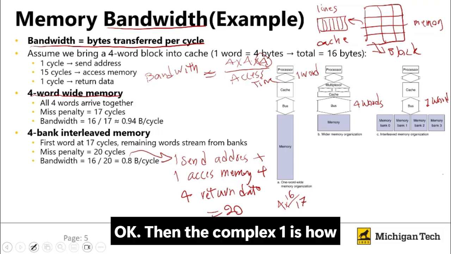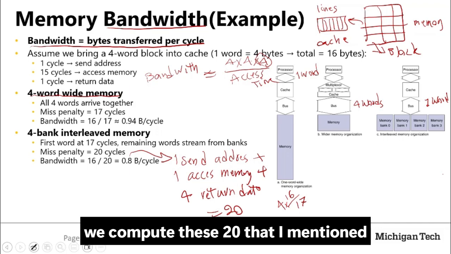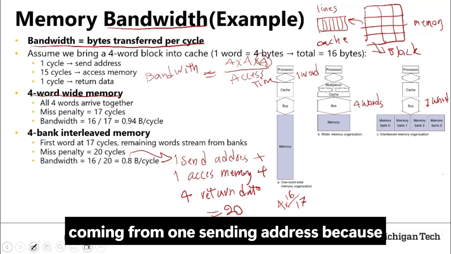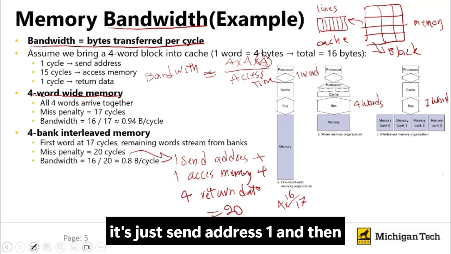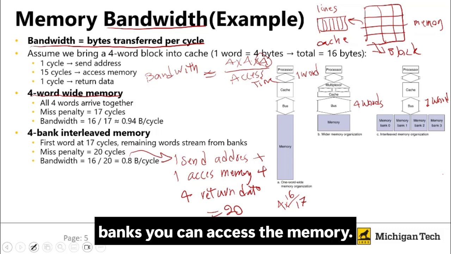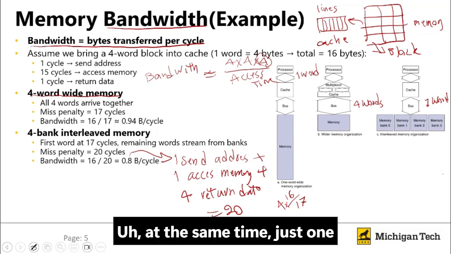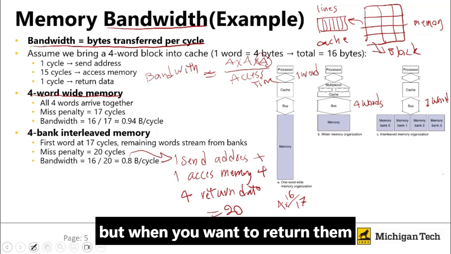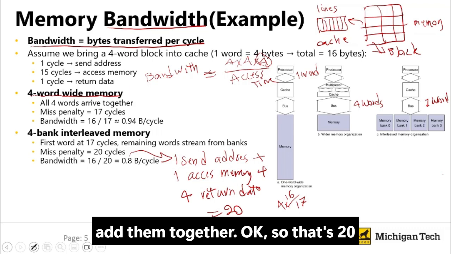Okay, the complex one is how we compute this 20 that I mentioned with that picture on the last slide. It comes from 1 sending address, because we just send the address once. Then, because there are 4 banks, you can access the memory at the same time, just one access, but you can return 4 words. When you want to return them, you need 4 return cycles to add them together. So that's the 20.